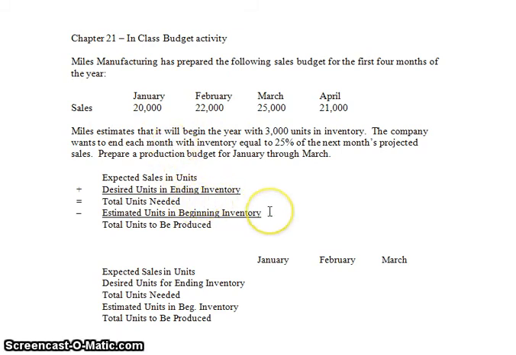Minus, how many units did I have to start with? Well, in this case, I had 3,000 units to start with. And that's going to tell me how many units I need to produce. So with that, let's start throwing those numbers in here. It's the same format down the side here that I have right here. And I've got January, February, and March.